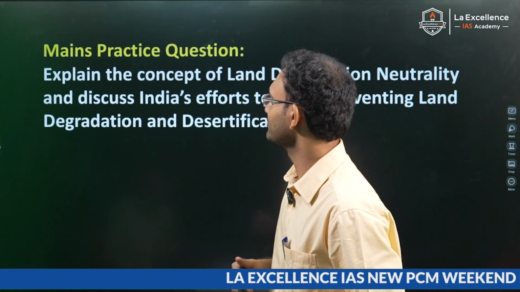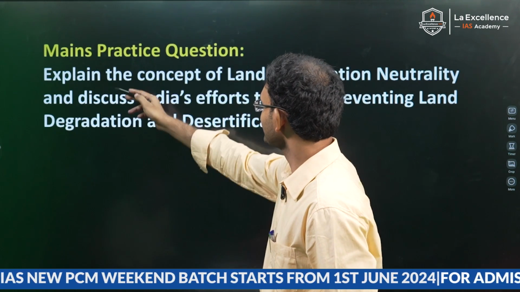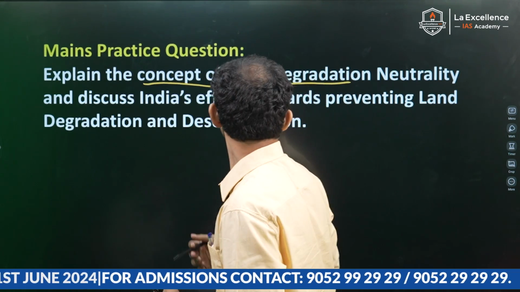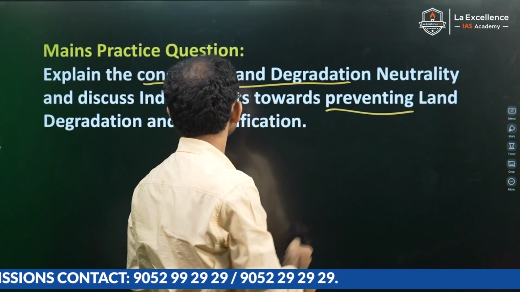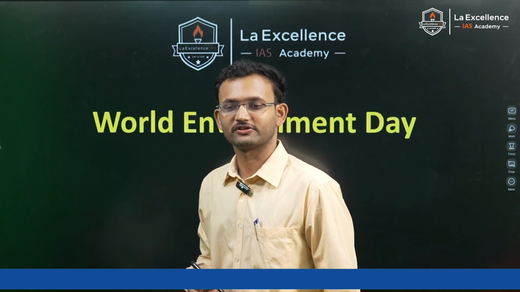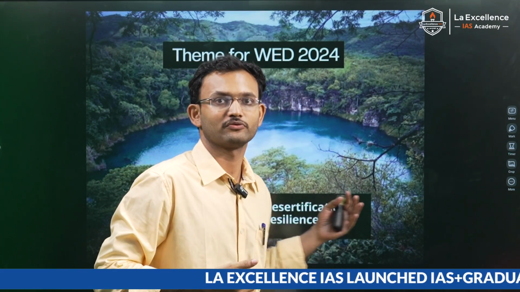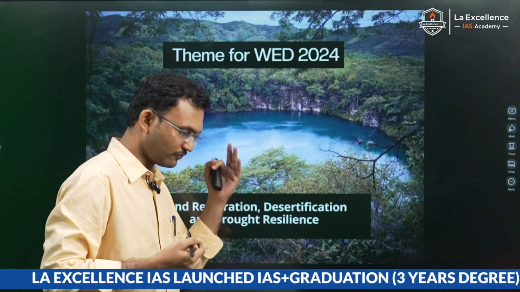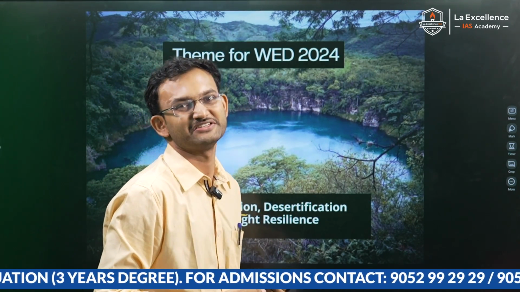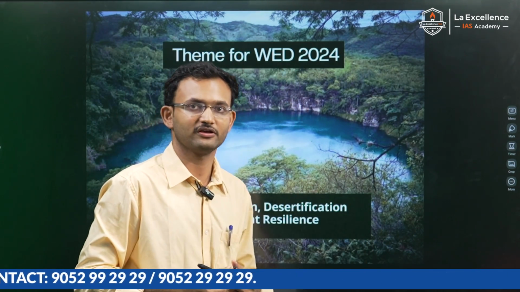And at the same time, if you look at the mains practice question, today's discussion should be helpful for you to answer this. It says, explain the concept of land degradation neutrality and discuss India's efforts towards preventing land degradation and desertification. As today is World Environment Day, it's time for us to understand this year's theme and decode it to be relevant for examination. Today's World Environment Day theme is land restoration, desertification, and drought resilience. One after the other, let's look at the definitions and the initiatives our governments are taking to address them.